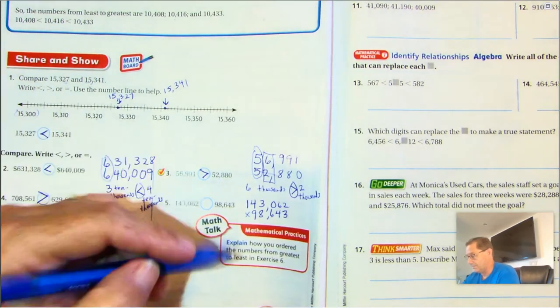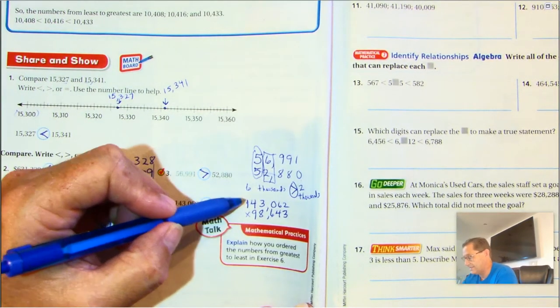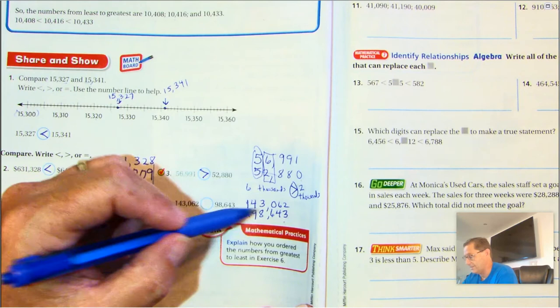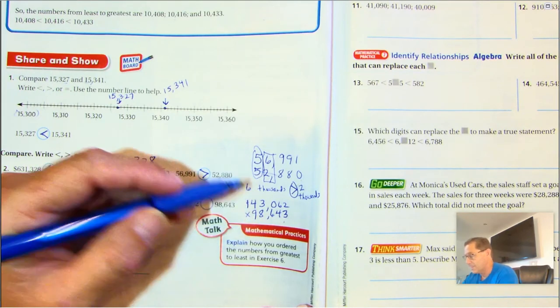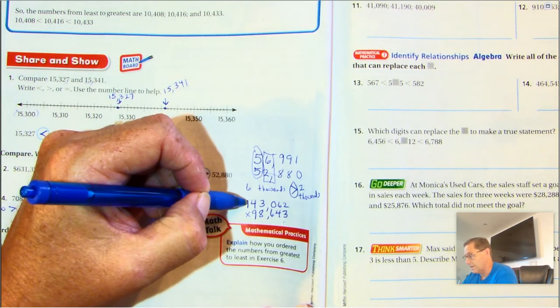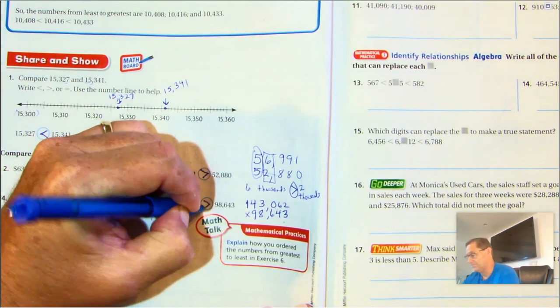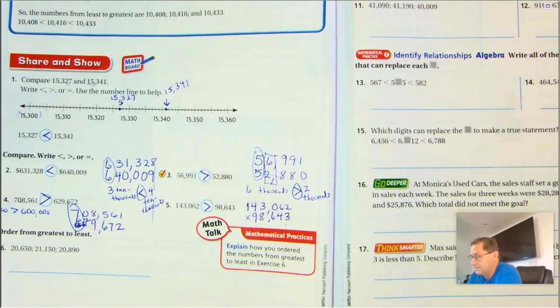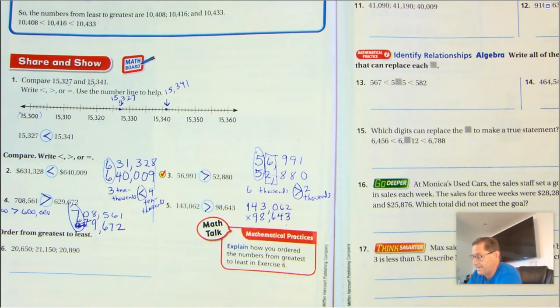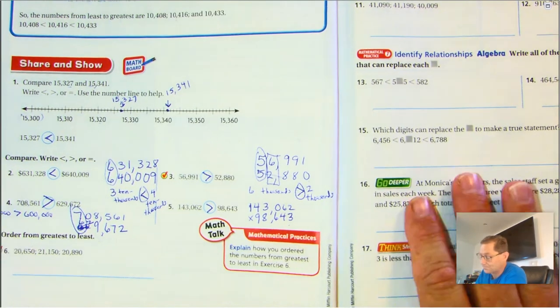Okay, well, since the first number has 6 place value digits and the second one only has 5 place value digits, the 100,000 has to be larger than no 100,000s. So 143,062 has to be greater than 98,643.